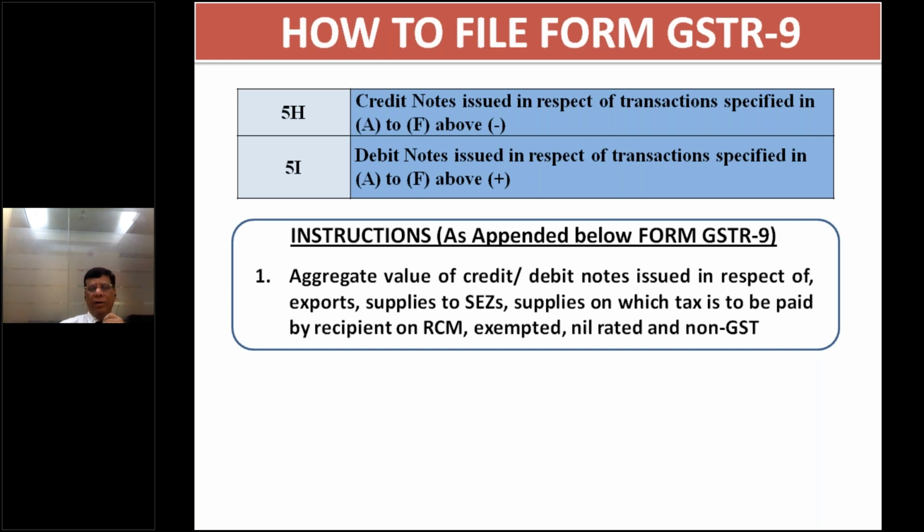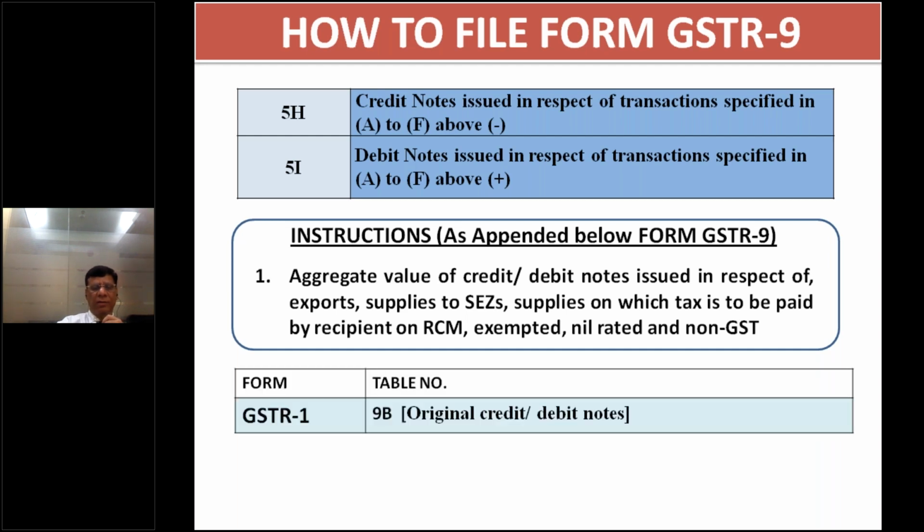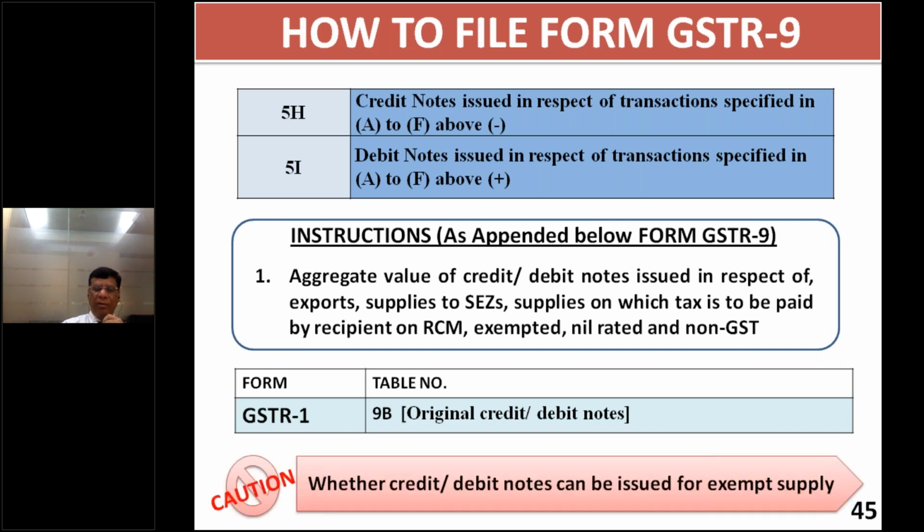Aggregate value of credit and debit notes issued in respect of exports, supplies to SEZ, supplies on which tax is to be paid by the recipient on RCM, exempted, nil-rated, and non-GST supplies. So, GSTR 1 Table 9B contains debit and credit notes information. Whether credit notes and debit notes can be issued for exempt supply is a big question.